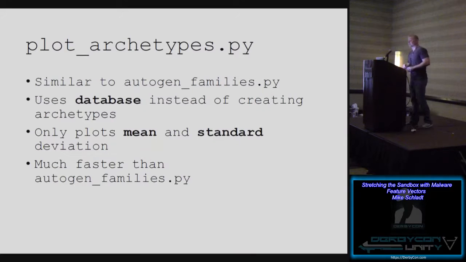So the second example script that we have is plot_archetypes.py. This is very similar to the previous one, but it just gives you less noise, essentially. It uses the database instead of creating the archetypes. The first one takes a couple of minutes to run. With the sample size I had, 300 samples and about 1,300 analyses, it takes maybe 4 minutes to run that first script. This script will run pretty much instantly because it pulls the archetype straight out of the database and just plots the mean and standard deviation. So this really gives you a good feel of the overall distribution, how tight your standard deviations are and stuff.